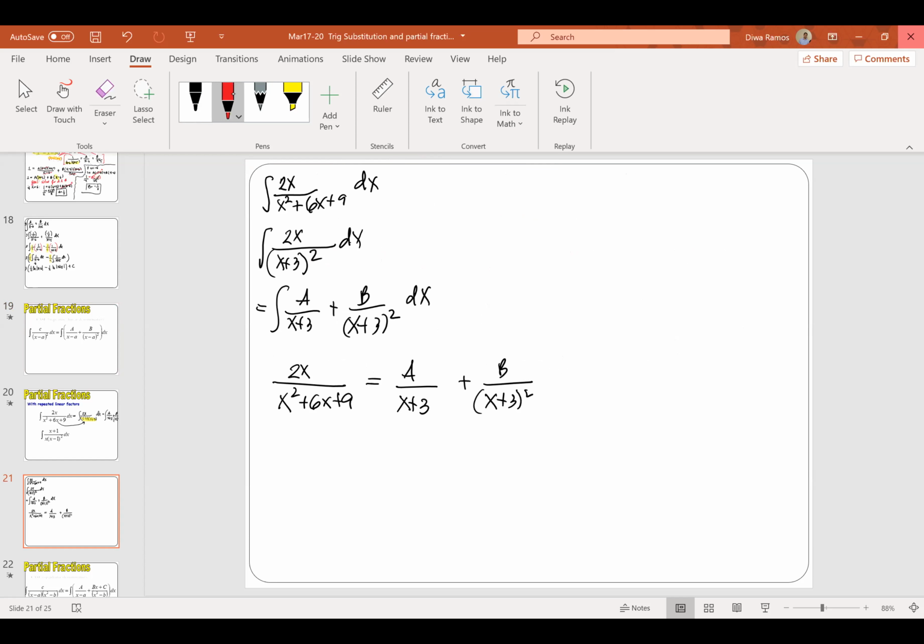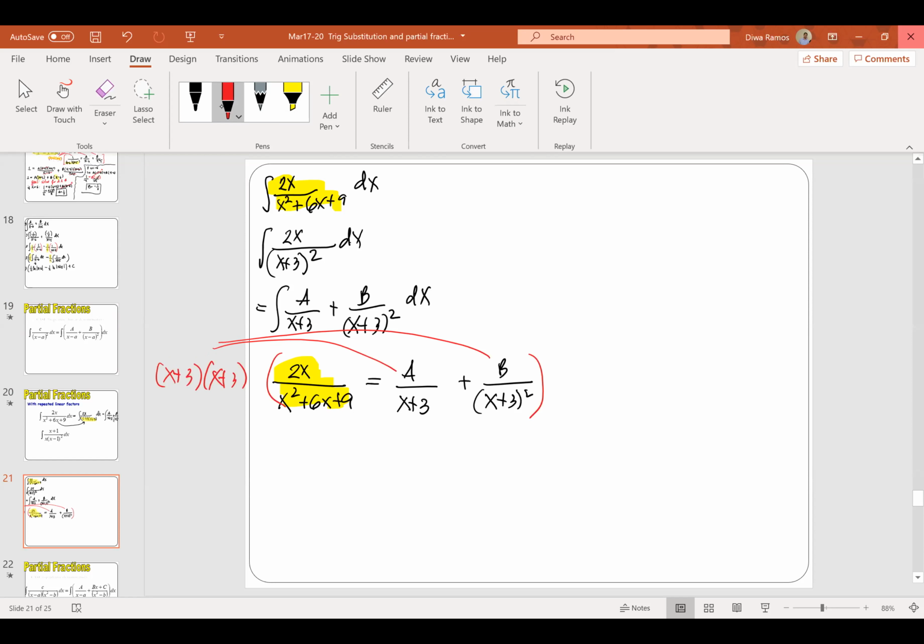Okay. So the original here is this one. We want it to be split into 2 fractions. Now, the trick that we did earlier is multiply everything by the denominator, which is x plus 3 squared. So multiply that to everything. We just write this as x plus 3 times x plus 3.